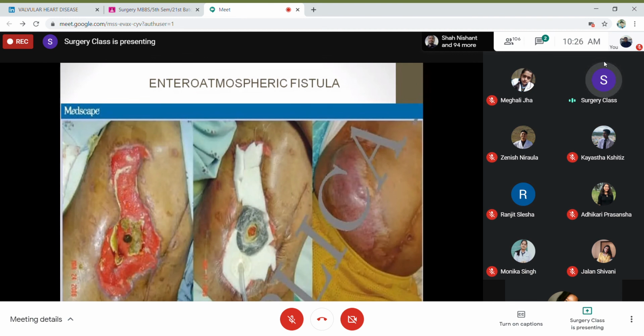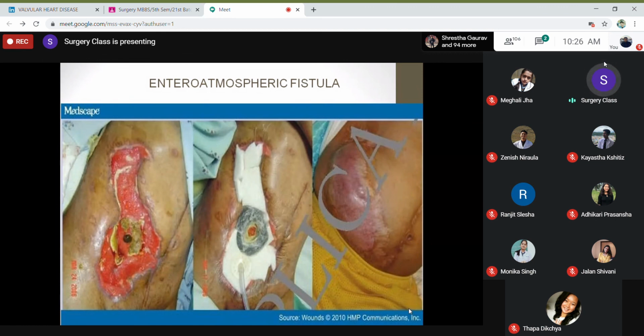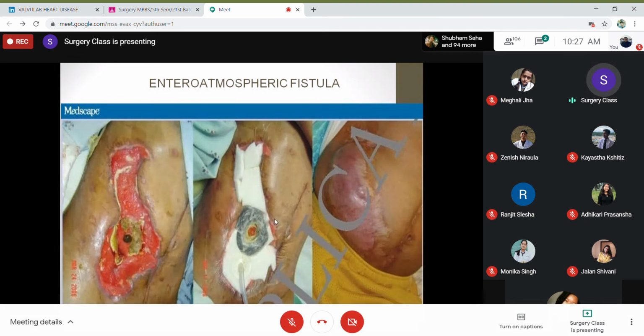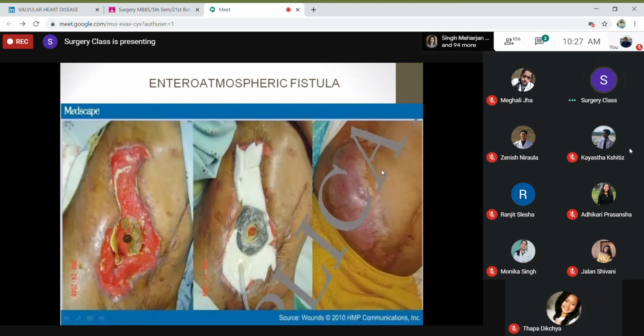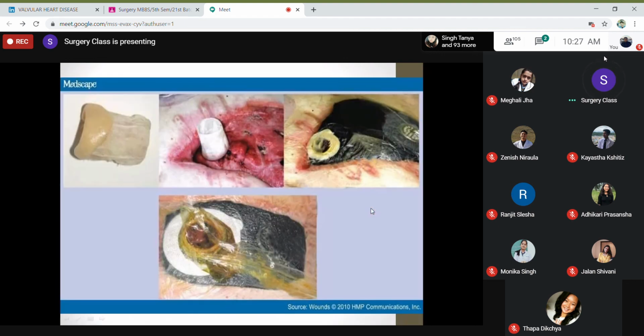So enteroatmospheric fistula, that means that it is not connecting to the skin. You can see here the bowel wall is there. There is a fistula opening there, and then it is into the atmosphere. So the fistula opening is there. From there you can see that spot here. So this is the bowel wall. This is the fistula. So from here the enteric content is coming. So there is a vacuum assisted closure done, and then you can see here it has been healed. Slowly there is epithelialization of the superficial part, and then it has healed and it is closed. Very tricky situation. This patient can have problems anytime.